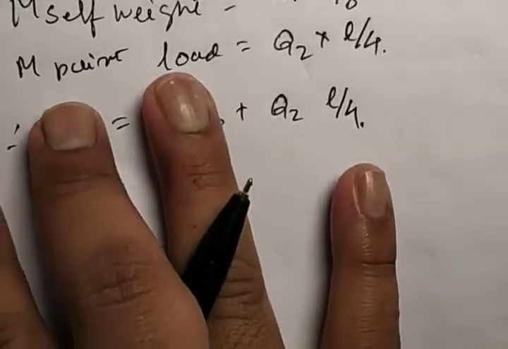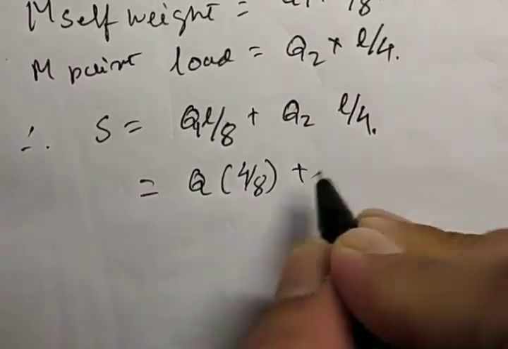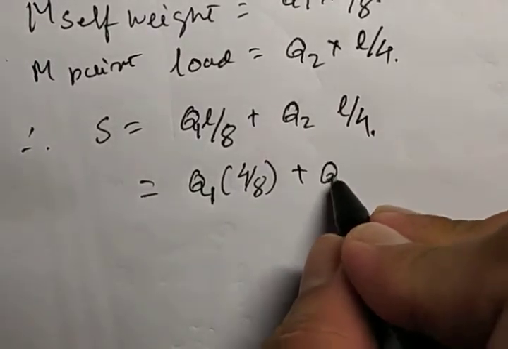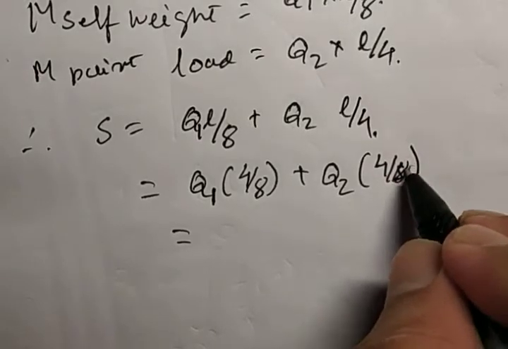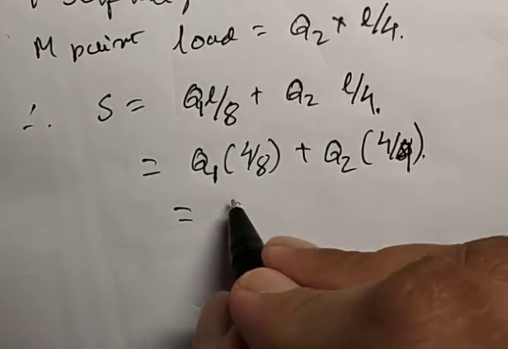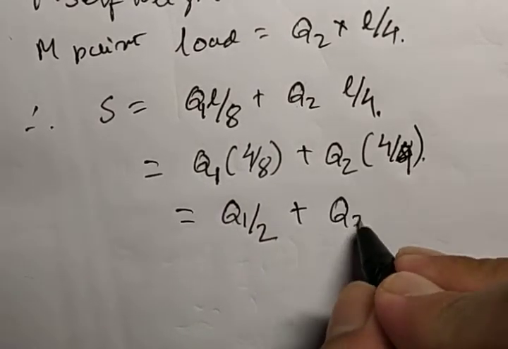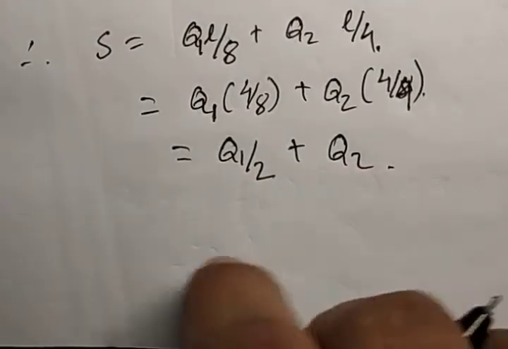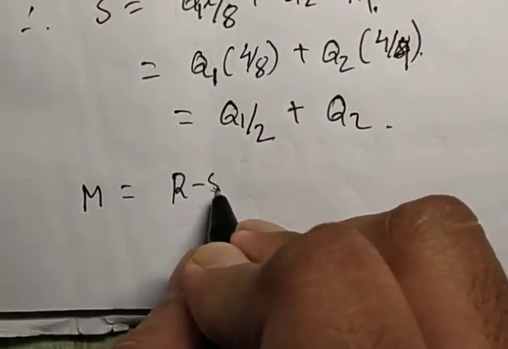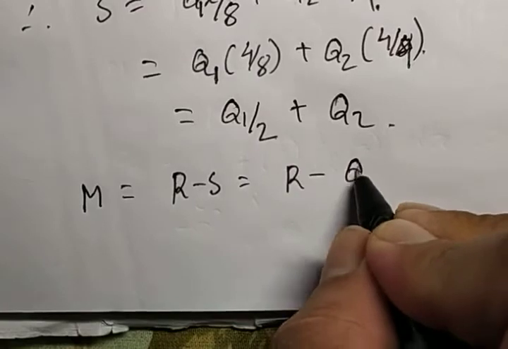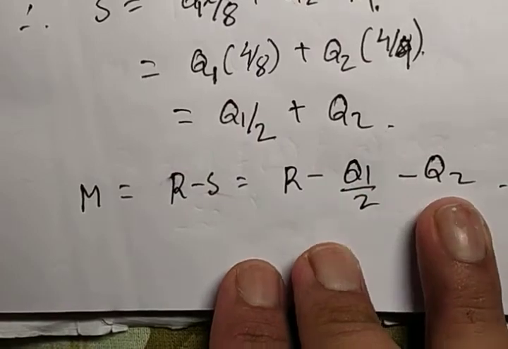So this one equals Q1 into 4 by 8 plus Q2 into 4 by 4. 4 by 8 is 1/2, so Q1 by 2 plus Q2. So this is S. M, which is the margin of safety or the failure function, equals R minus S, so R minus Q1 by 2 minus Q2. So this is my failure function equation.